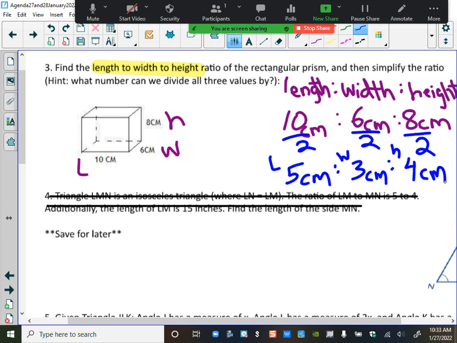Okay, so far, any questions? That's the goal. Try to figure out what works for all three numbers. Because 10, 6, and 8 all work with 2.